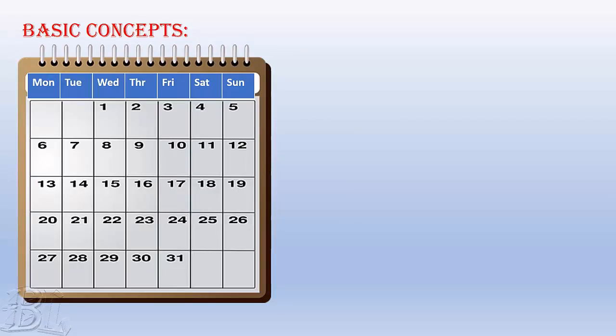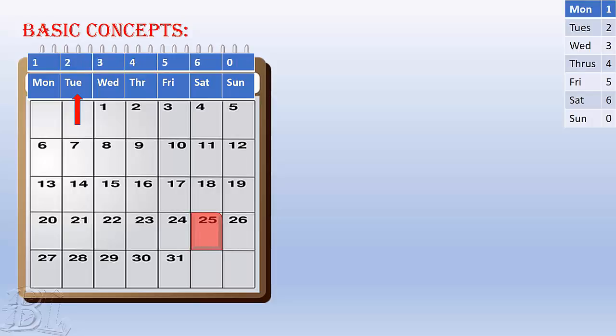Suppose you are given the month from a certain year, and if you know that the day before first of that month is Tuesday, on which day does 25th of that month fall? Let's assign values 1, 2, 3, 4, 5, 6 and 0 starting from Monday to Sunday. Then the day before first of that month is Tuesday, whose value is 2. Let's see the shaded boxes. Here 2 plus 1 equals 3, 2 plus 2 equals 4, 2 plus 3 equals 5 and so on.